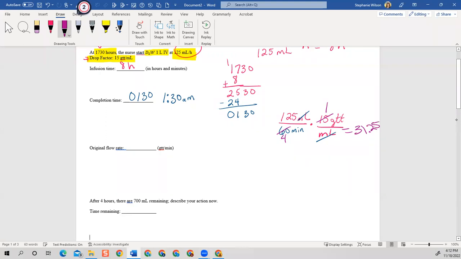31.25. Well, we can't take 0.25 of a drop. So what we've got to do is round to the nearest whole number if possible. So this 1 here is the whole number. And I'm going to look behind it, which is 0.2, right? That 2. And I'm going to ask myself, is this 2 equal to or greater than 5? And if my answer is yes, we're going to add 1 to the 1. If my answer is no, we're just going to drop off the decimal. In this case, 2 is less than 5. So my answer is going to be 31 drops per minute.